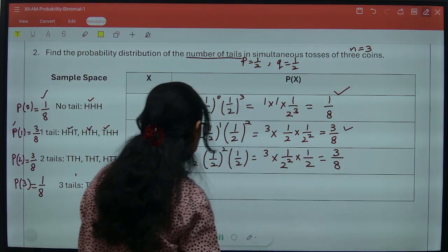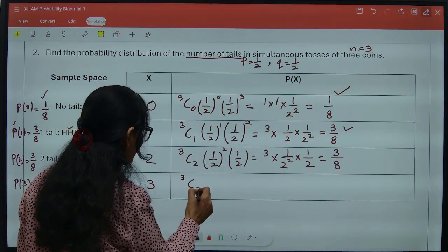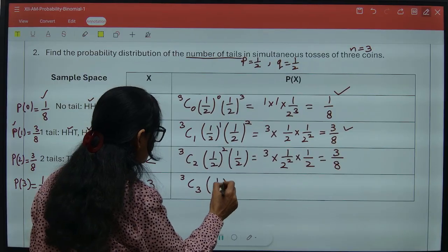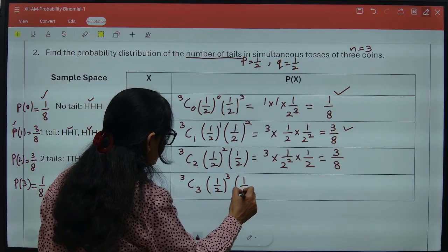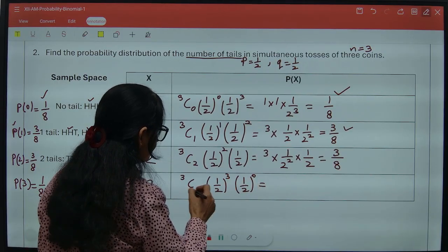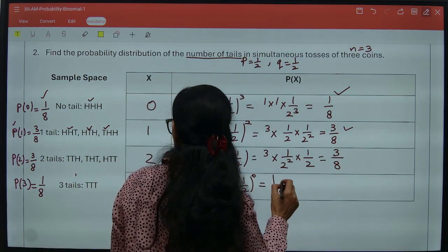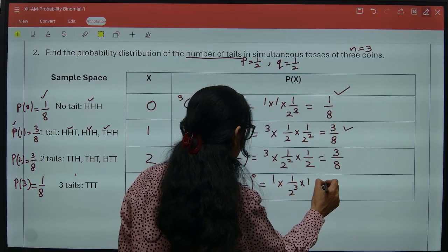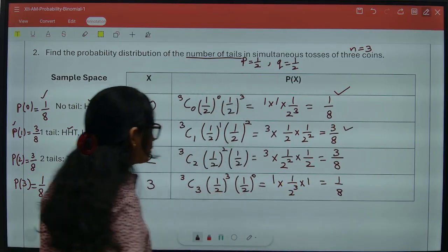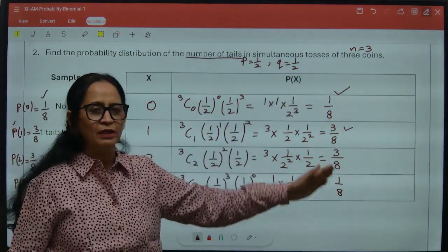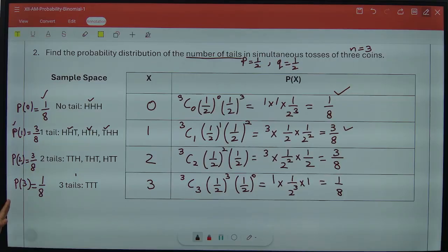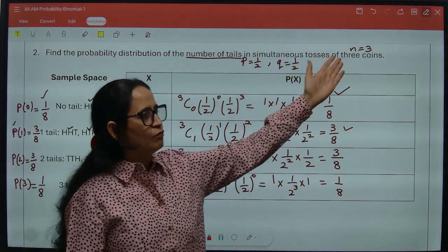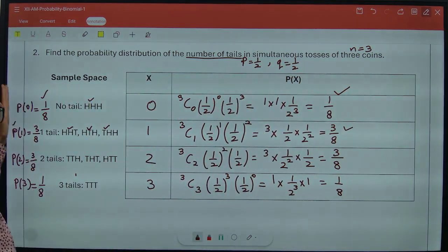again. Last one, 3C3, 1 by 2 whole cube into 1 by 2 to the power 0. So that comes out to be again 1 into 1 by 2 cube into 1, and that is 1 by 8. So as you can see, if you solve the question using binomial distribution or without it, the answer is the same. There is no change, just that the value of n was so small that it can be done even without binomial, giving you the same answer.